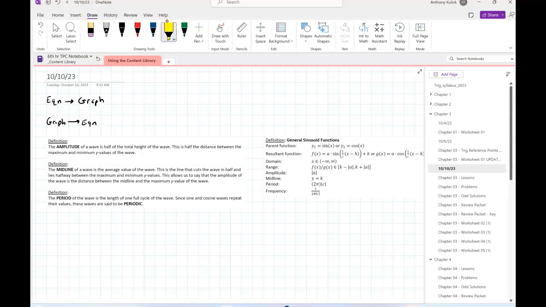So what we're going to do is we're going to use the amplitude from our picture. Oh my goodness, I can't see it.